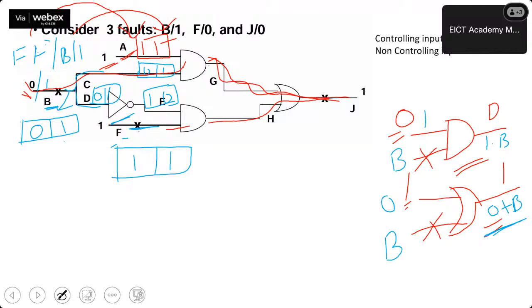Now I will be finding the G value. G is what? The AND of both of these. While we are doing any kind of logical operation, we have to make sure that the fault-free values are logically operated with the same fault-free values, and the faulty value, let's say B stuck at 1, which we are talking about in this particular case, has to be ANDed with the corresponding B stuck at 1 value of the other branch.